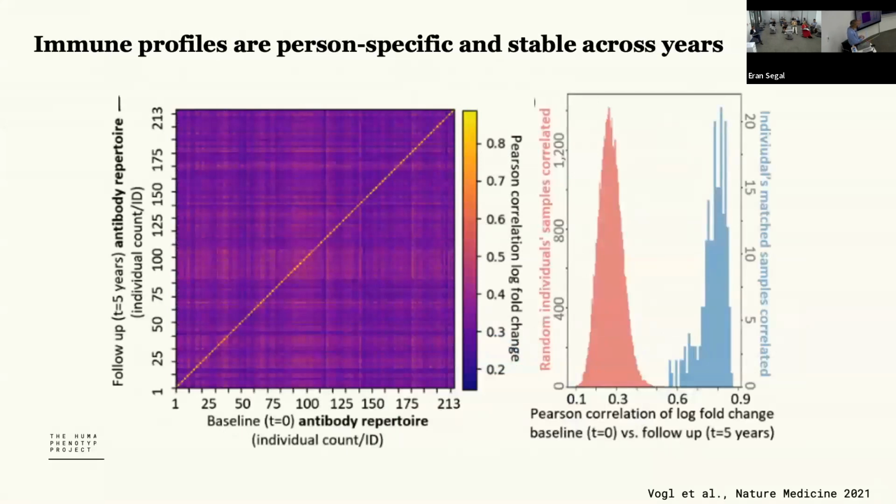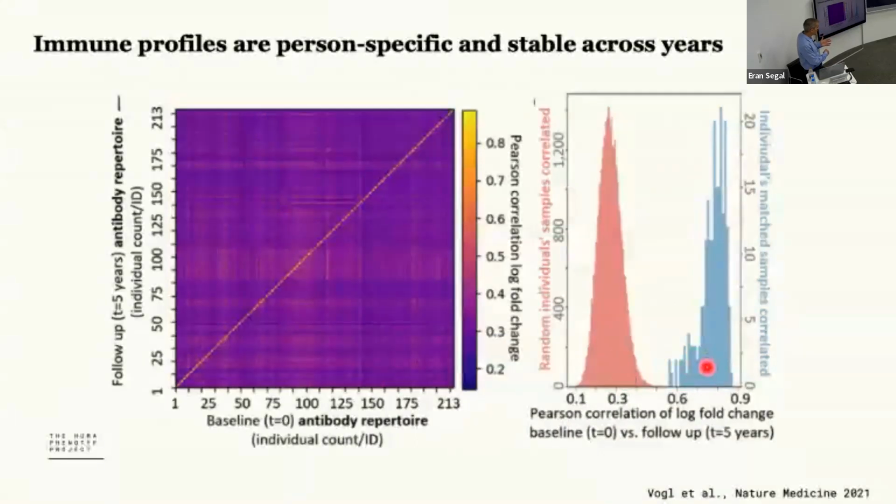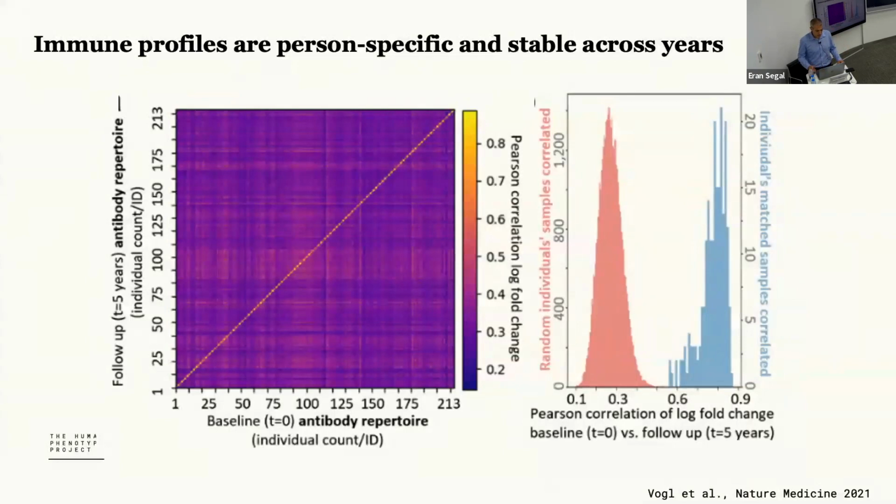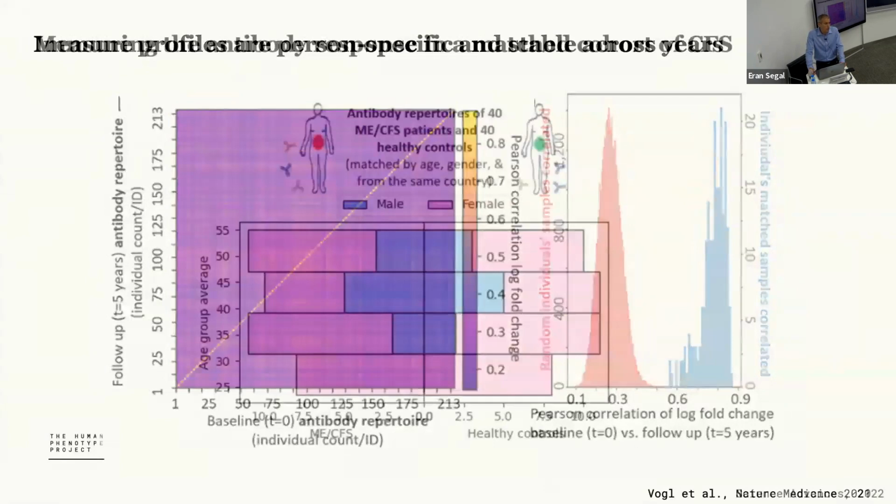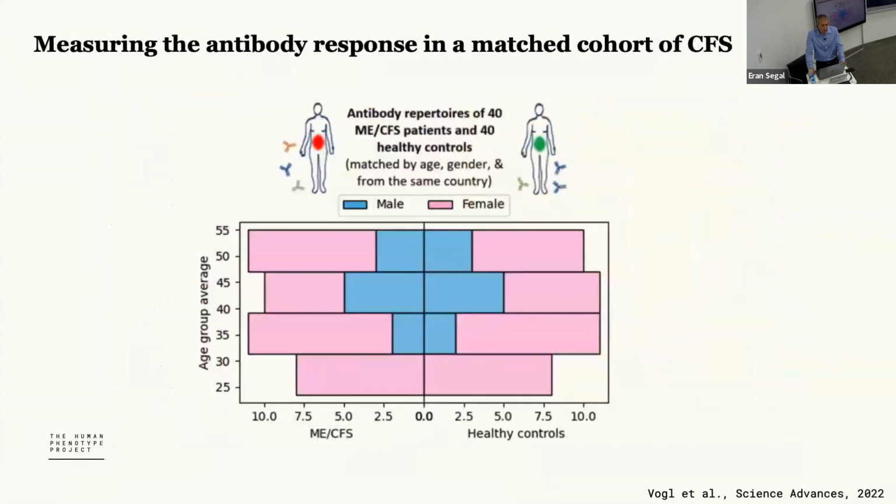So different people have very little correlation, again, mostly because of probably infection by common viruses, but the same people, even tracked 5 years apart, have an immune profile which is very correlated to the immune profile they had 5 years ago. So this is the type of data, and we applied it to a matched cohort in chronic fatigue syndrome, matched meaning that for every patient, we took a healthy person of the same age and gender.